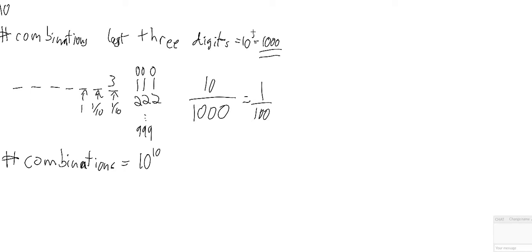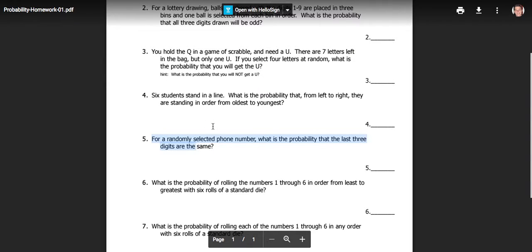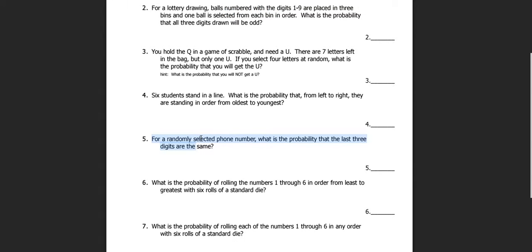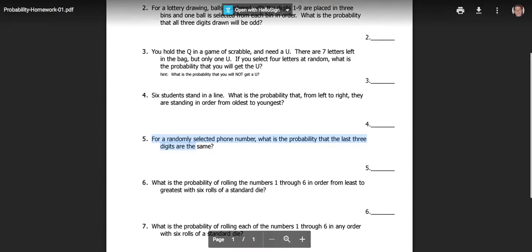Let me read the question again. It said it was wrong. Maybe I put it in wrong. Let's see, number 5. Yeah, number 5. Yeah, it's 1 out of 100. That would be correct. Maybe I copied it wrong. Okay, I got it correct then.